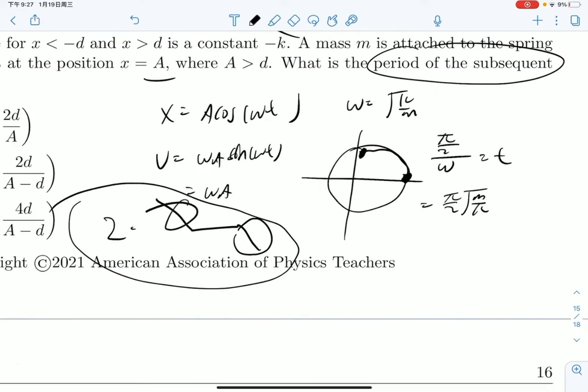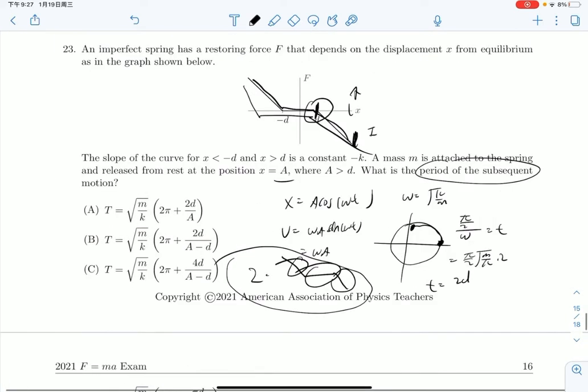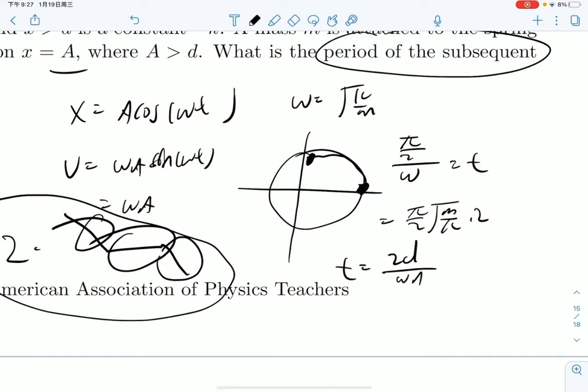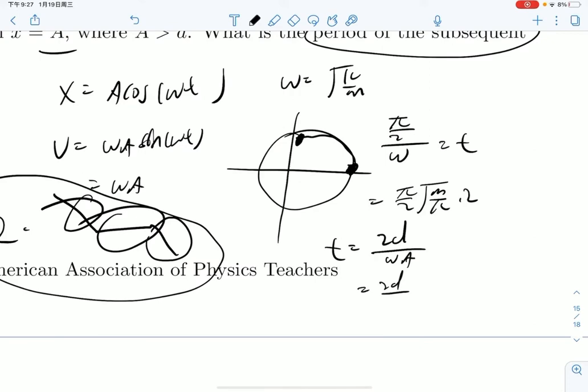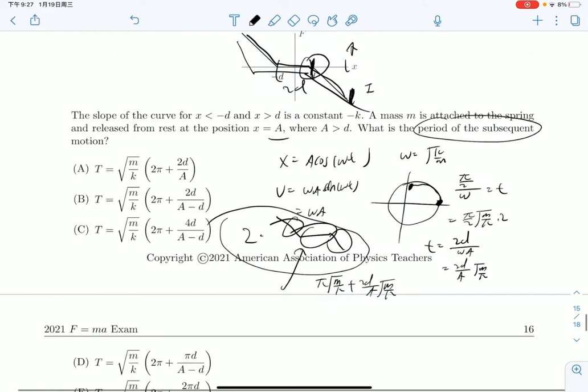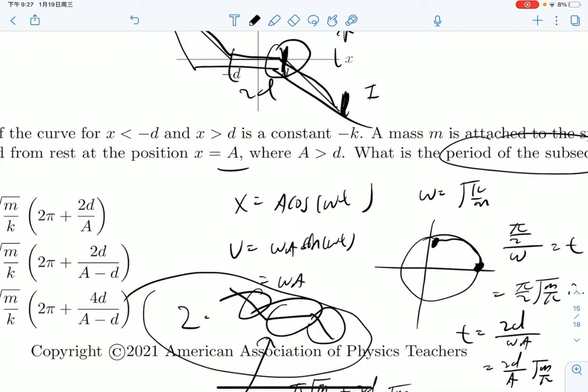And for this part, the time it takes is 2d. So the length of here is 2d, divided by the velocity, which is equal to omega A. So this part is 2d over A times root m over k. So the time it takes for this part is equal to pi root m over k plus 2d over A root m over k. Wait, the amplitude for this part is A minus d. My mistake.